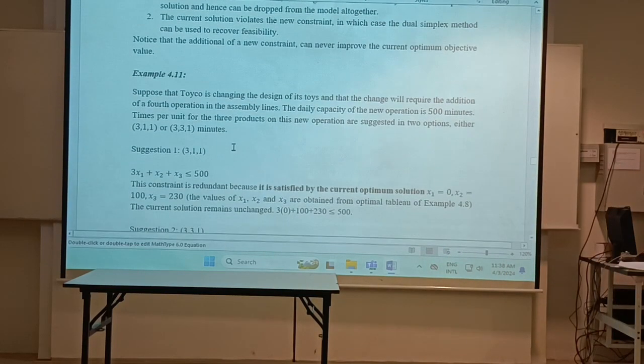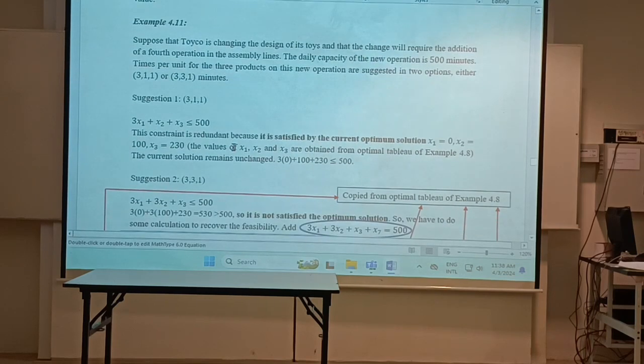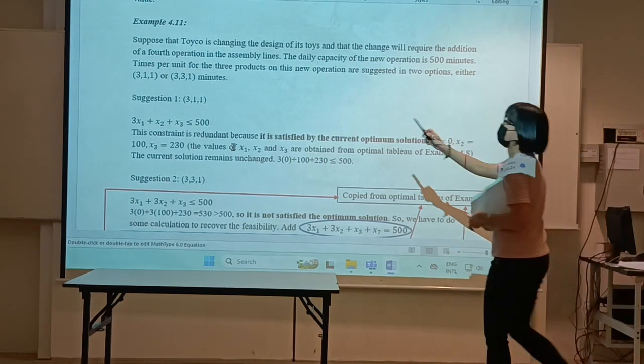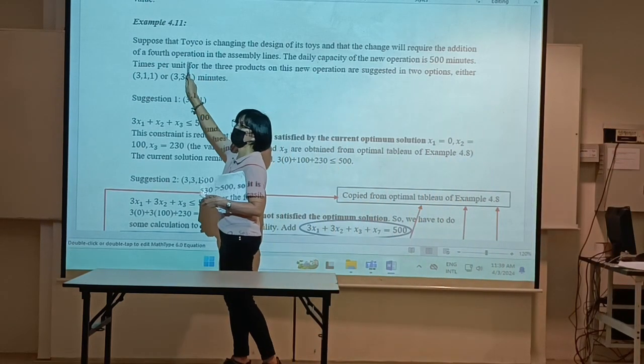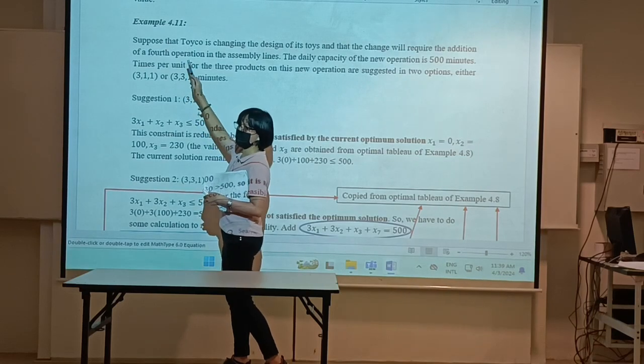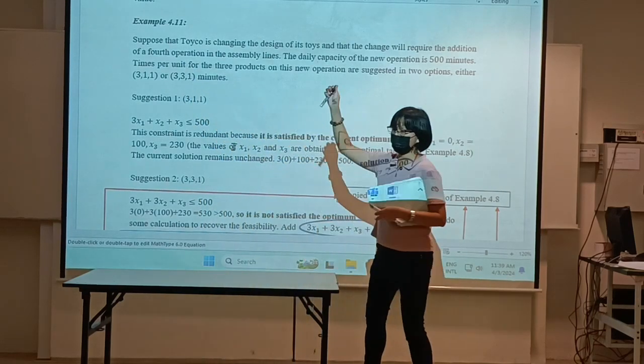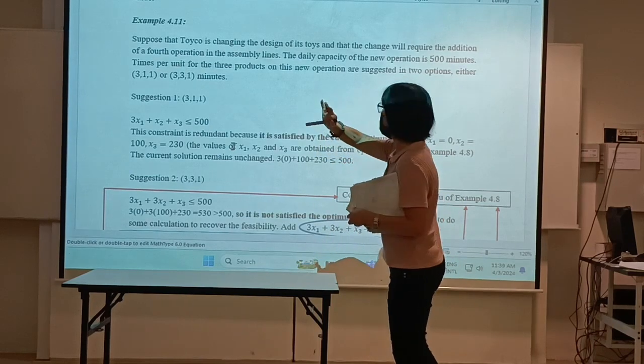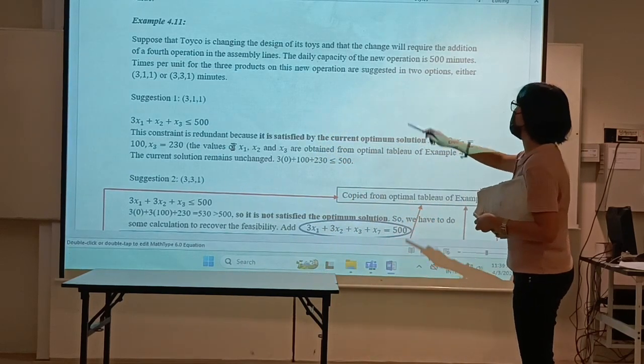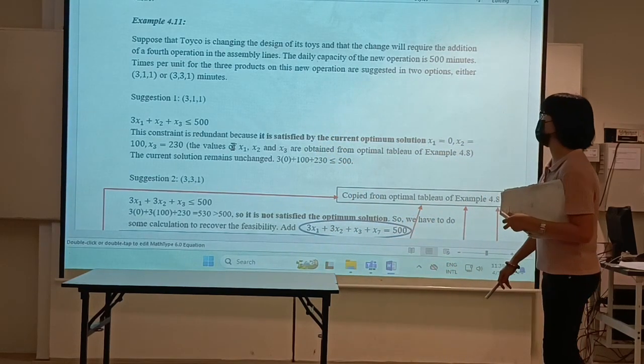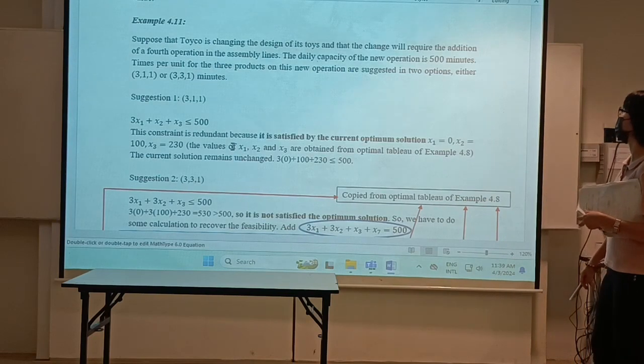Suppose that the toy company is changing the design of its toy, and then the change will require an addition of 4 operations. See, this one has 4 operations. If you scroll up to example 4.8, we only involve 3 operations. Right now, we're going to add in one more operation. Then what is the information for the 4th operation here?